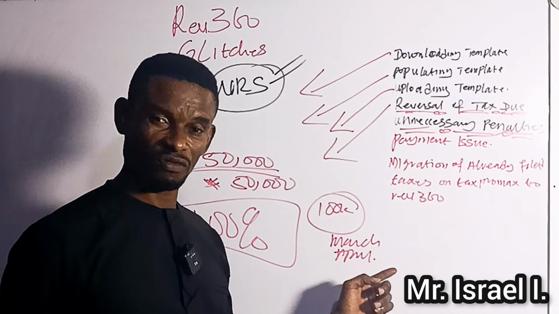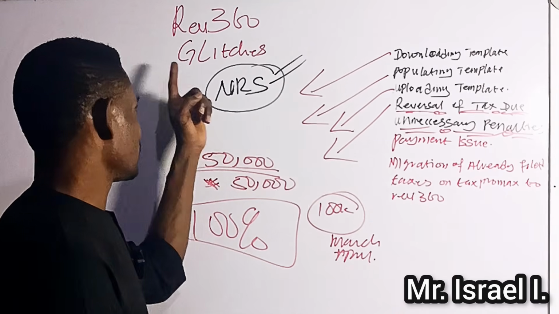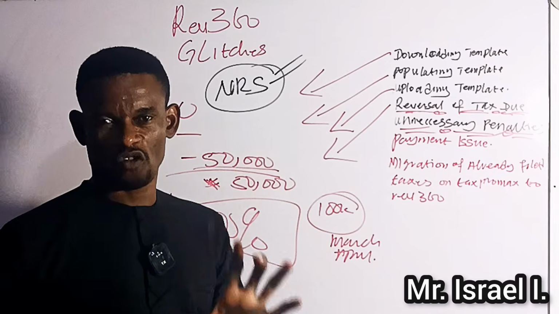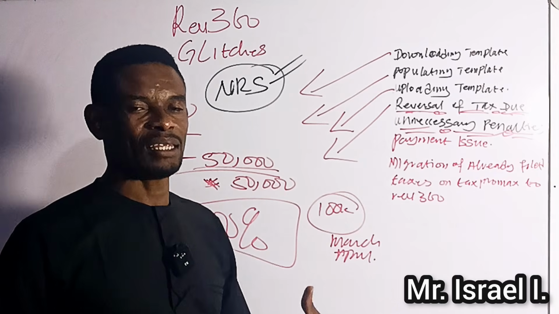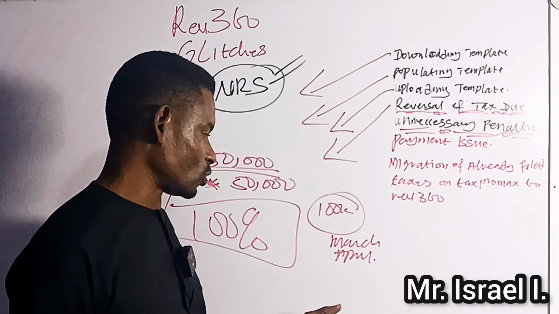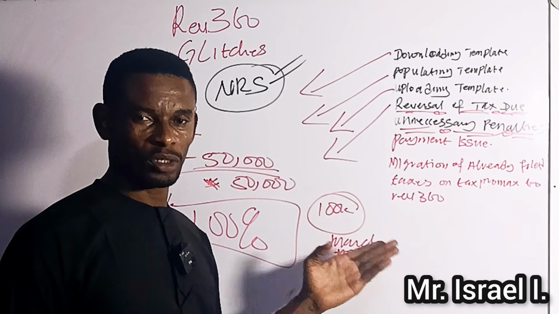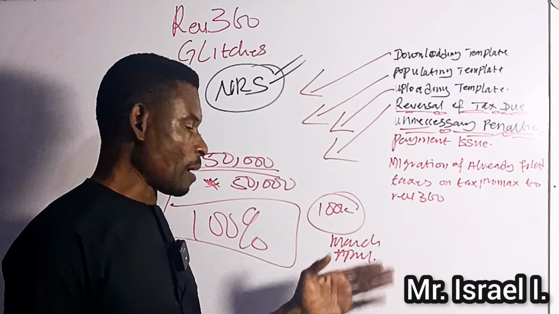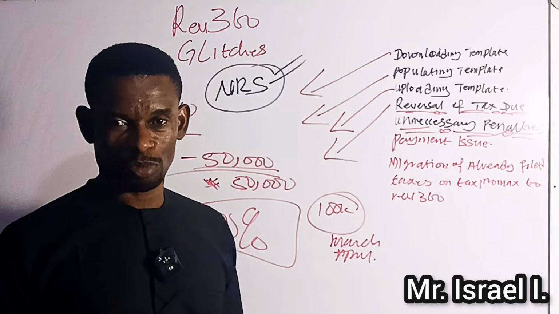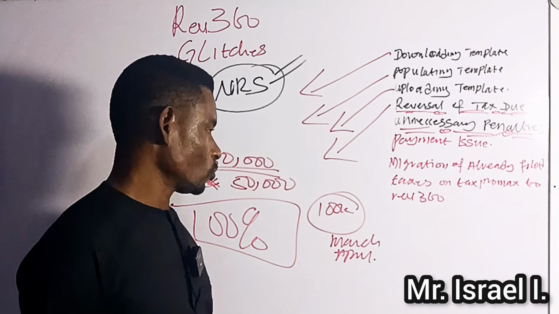You now see a tax due of 157K as the tax due. These are glitches we find in Rev360. I think they are aware of it and they are working on it to make sure that the taxpayer doesn't pay all these amounts, this penalty, because apparently it's not the fault of the taxpayer but the fault of the platform for not allowing them to file as and when due.